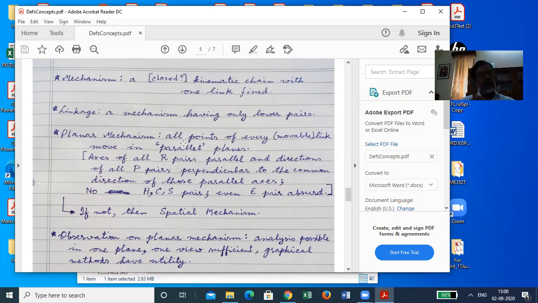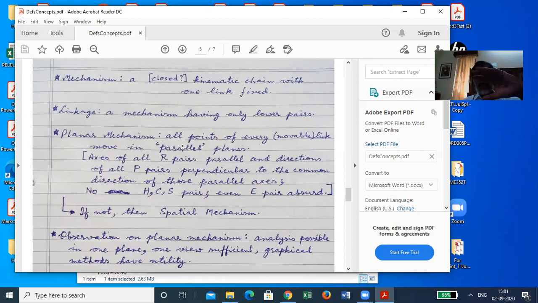Now, planar mechanisms. This is another important term which we should be clear about, in all senses. Here also, I have heard people telling somewhat wrong things, which damages the concept. A mechanism is called a planar mechanism if all points on every movable link move in parallel planes, not in the same plane. Many people quickly say that all points move in the same plane. No, no, no. It doesn't have to be.